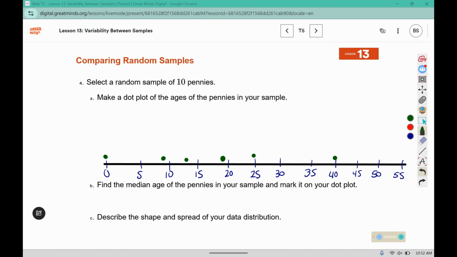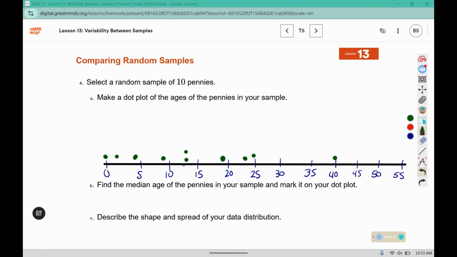A 2002 makes it 23 years old. So far I pulled 1, 2, 3, 4, 5, 6, 7 pennies, and I need 3 more. There's another 2012, which is 13 years old. Here's a 2023, which makes it 2 years old. And a 2021, which makes it 4 years old.